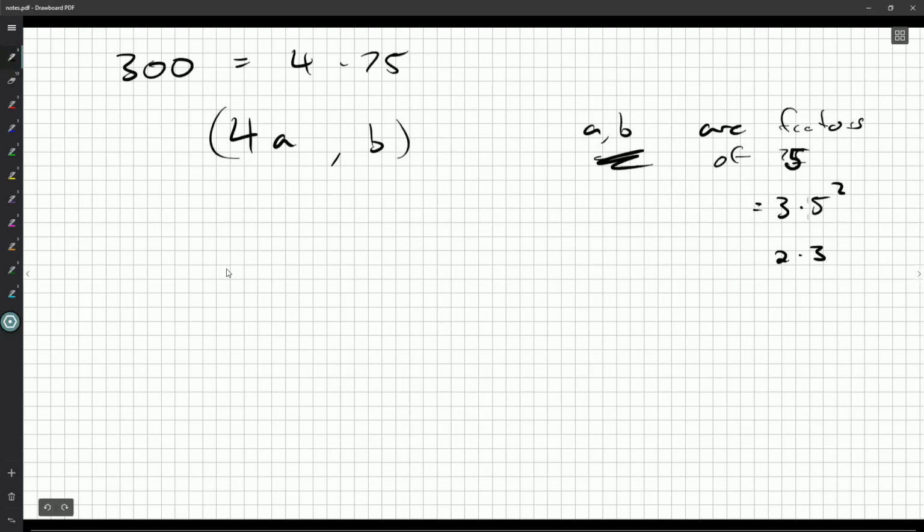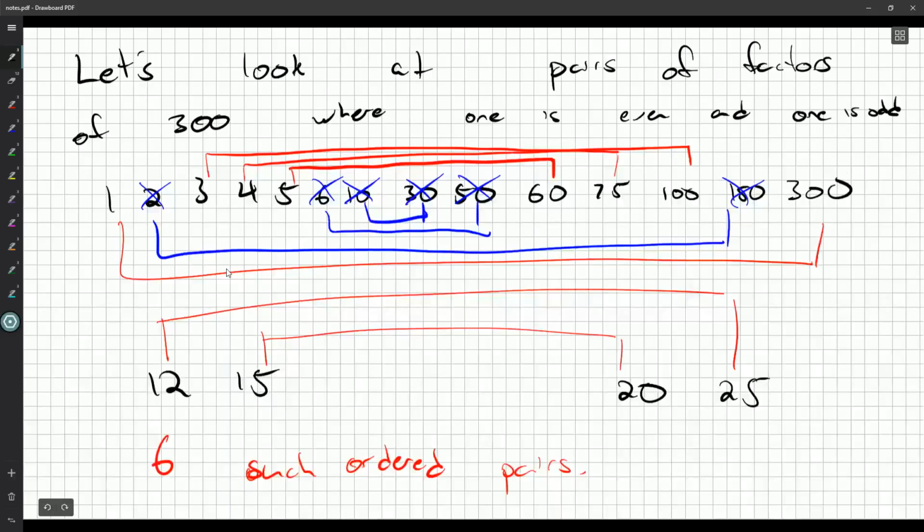No, not 6 pairs of factors. Those will be 6 different factors, and 4 goes with one of them. Doesn't matter which one. So that's another way to see it's 6. Anyways, it's 6 because it's 3 to the 1, so you do 1 plus 1 is 2. Then 5 to the 2, 2 plus 1 is 3. That's how you get 75. That's another quick way to do it. Doesn't matter. We wrote ours out, so we know that we're right.